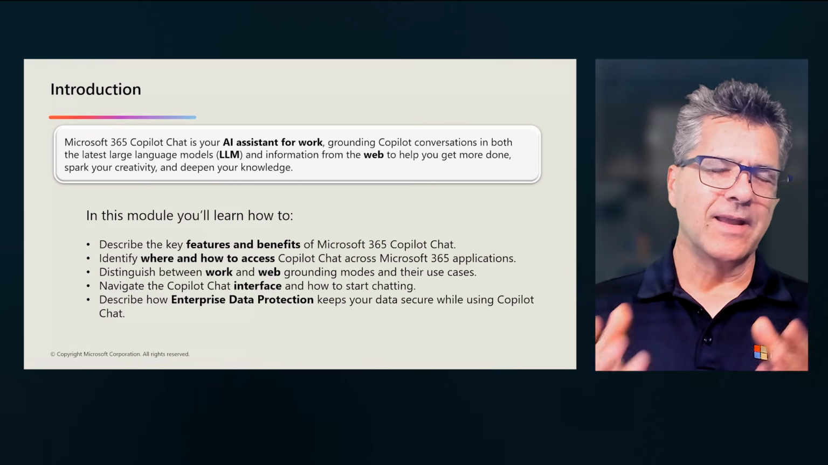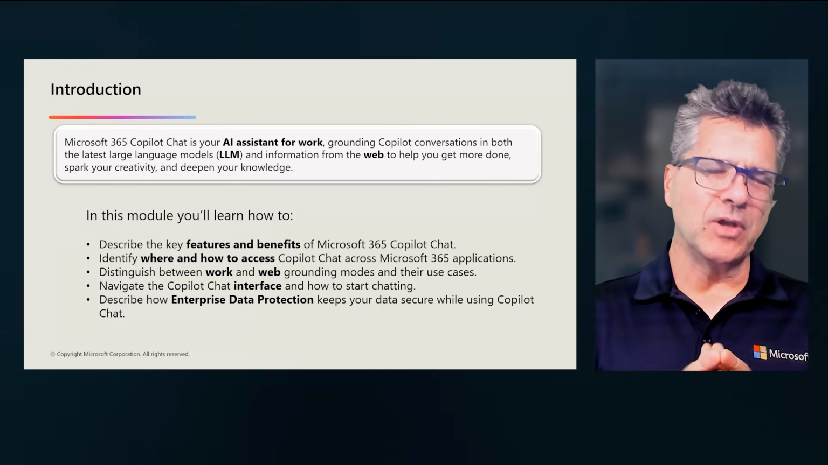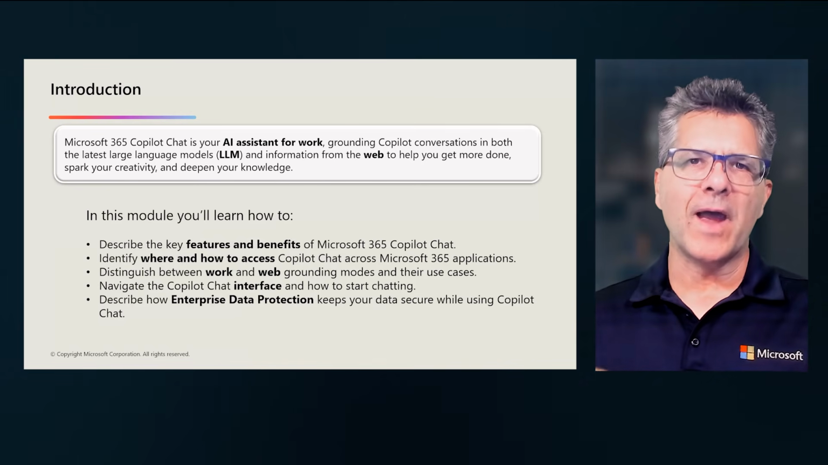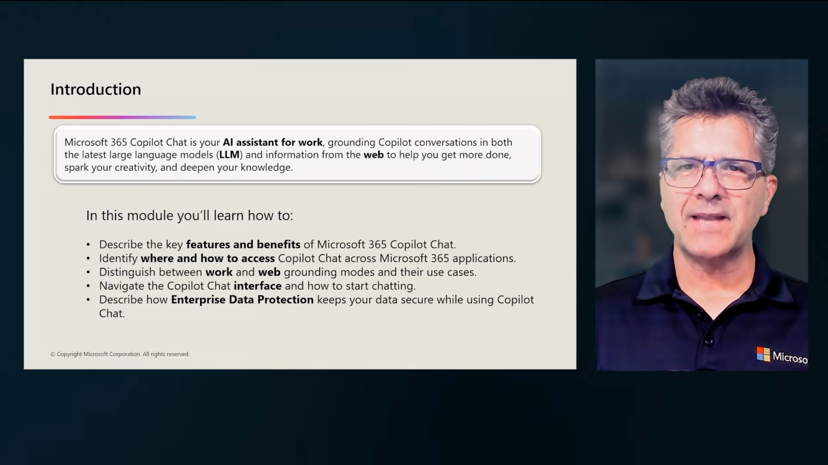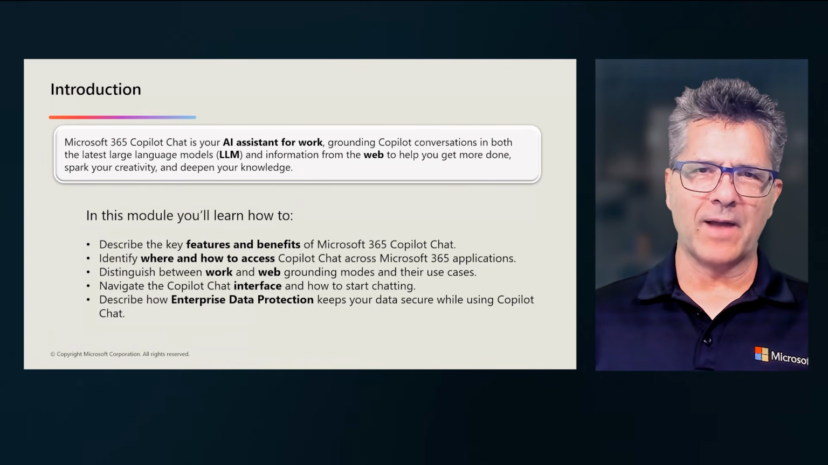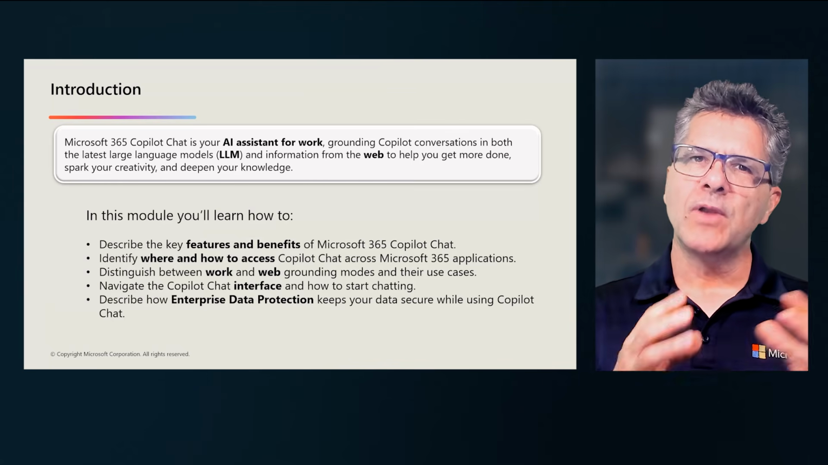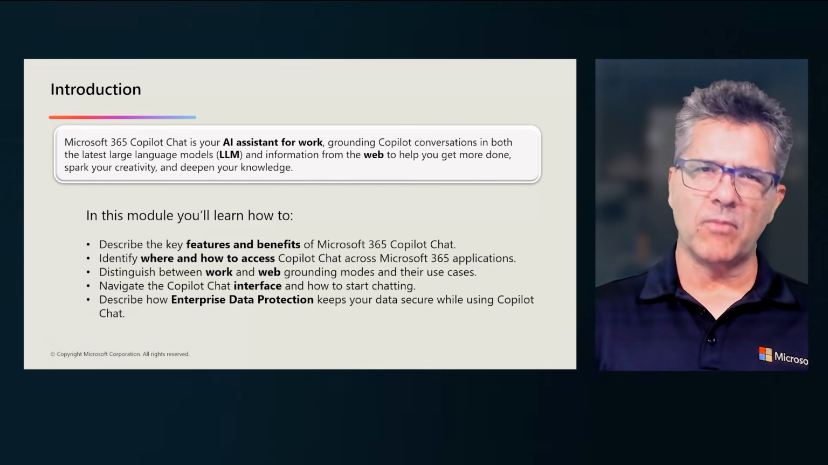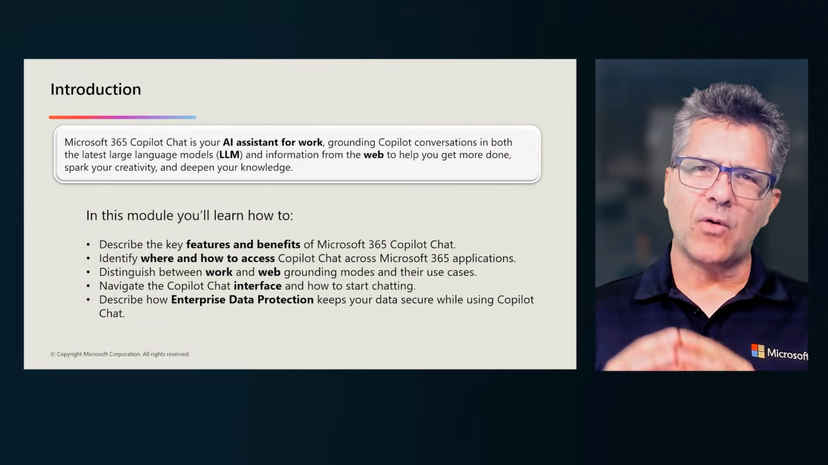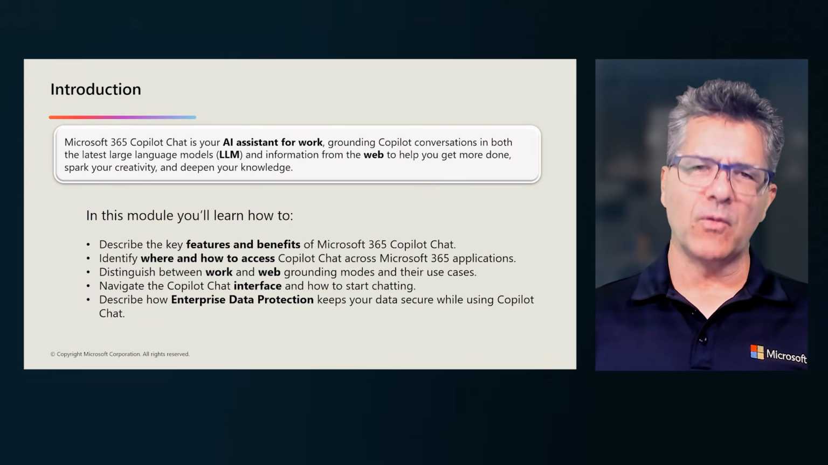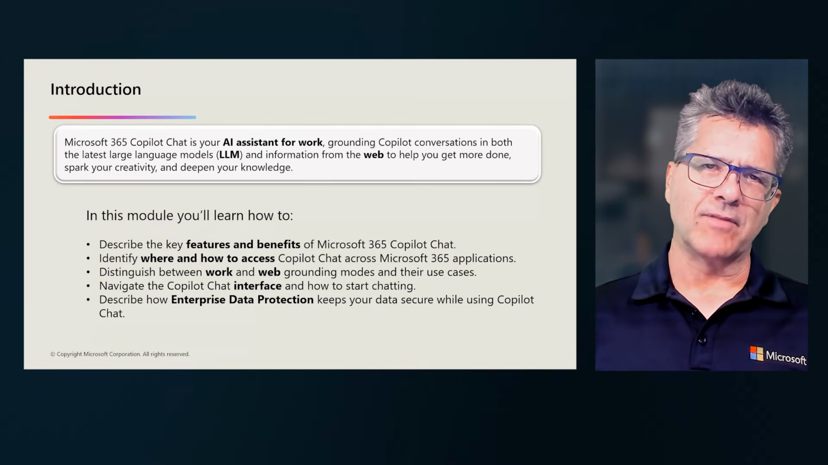So Copilot Chat is grounded on the large language models and is also going to be grounded on the web. So all the content that we are going to be talking about in Copilot Chat is going to be grounded on the web. If you have the licensed version of Copilot Chat, you would also be grounded on work data. In this particular session, we are going to focus on the version that is grounded on the web, the free version that comes with your Microsoft 365 license.